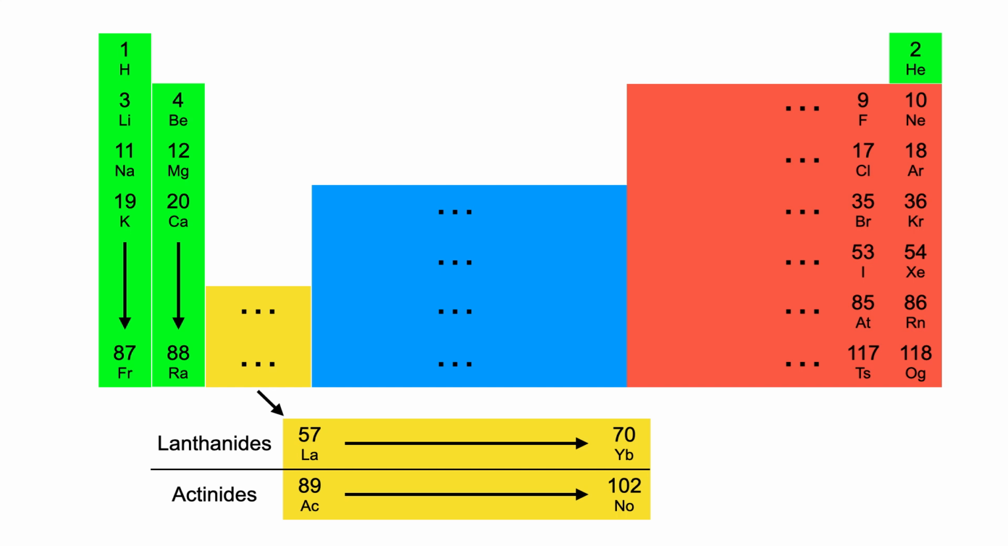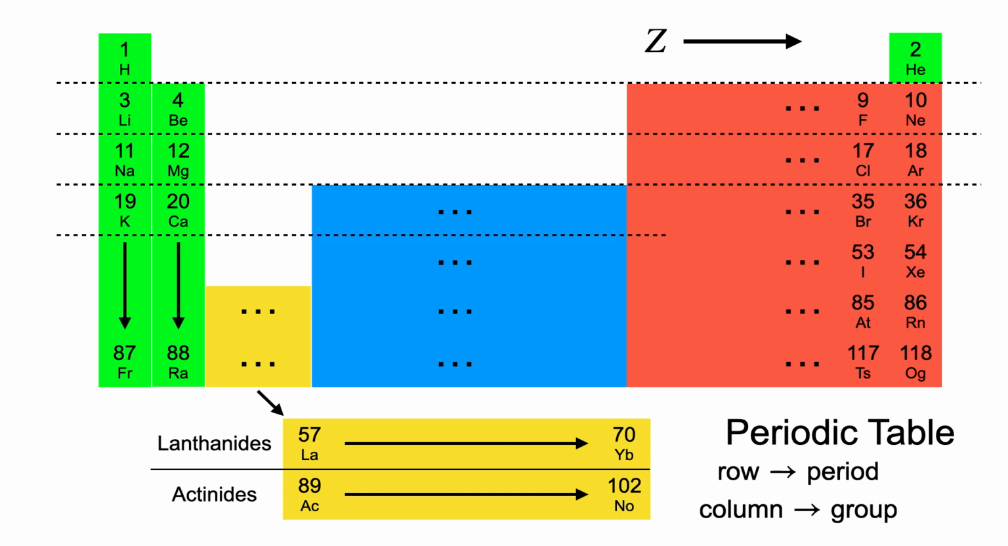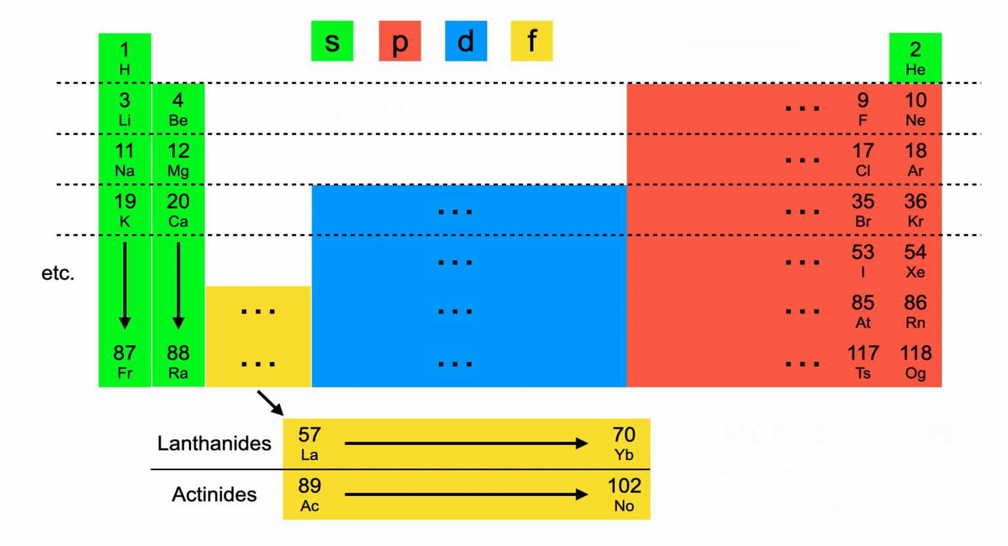Let's summarize our results on the periodic table. The atomic number Z of the elements increases from left to right. Each row is known as a period, each column a group. The elements in each group have very similar chemical properties as they have the same valence. These rows correspond to the energy shells from earlier, with the angular momentum orbitals color-coded. Each orbital contains a number of states given by the formula 2l plus 1 times 2.